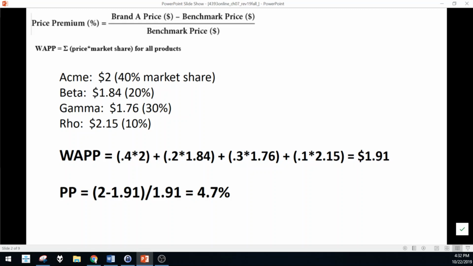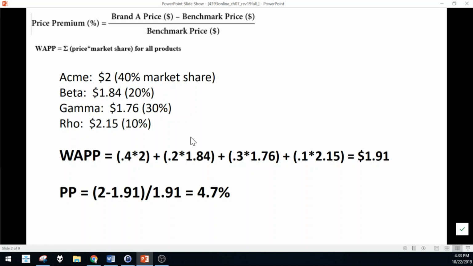Okay, hopefully that makes sense. If you don't know market shares, you can do what I've mentioned before. Just take the average price. So you could take the average of 184, 176, and 215. Whatever that average is then becomes your benchmark. Plug that into the formula and get that. But if you can get market share numbers, it can be a little bit more valid.